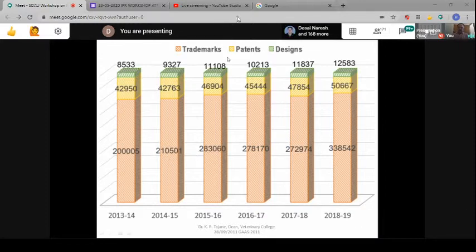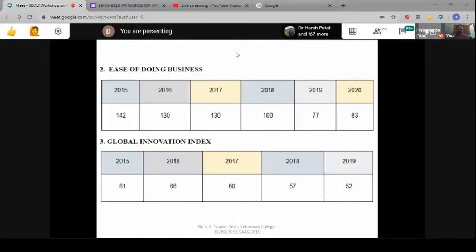Similarly, if you look at the patents in 2013-14, there were 42,950 patents that increased to 50,667 in 2018-19. So everywhere you will find positive growth because of these changes in intellectual property rights. These are the recent trends and supports of the transformations in the legal frameworks.